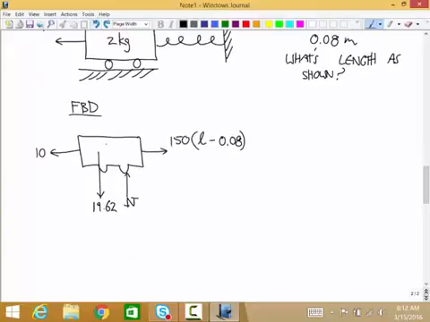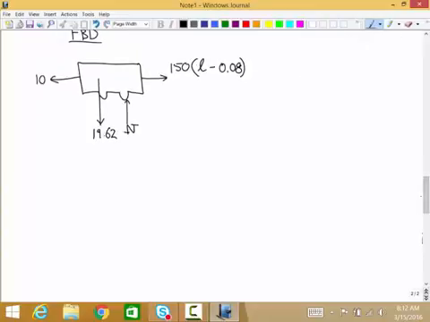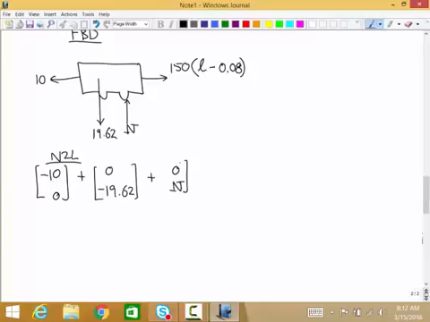Any questions about that free body diagram? Okay, so now Newton's second law. That 10 Newton force, what's that in vector components? Negative 10, 0. How about the weight? Yep. How about the normal force? Yep. And then this one, how are we going to represent this?